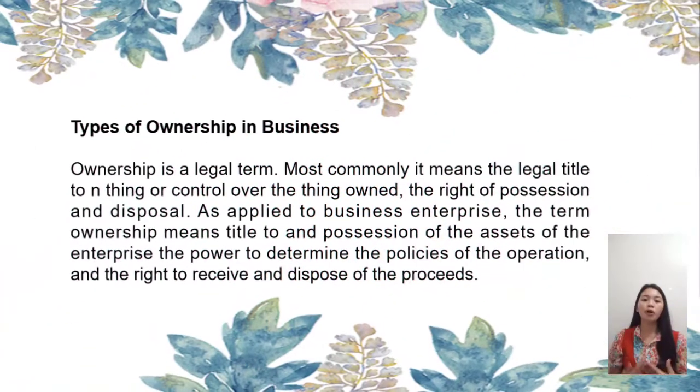So, types of ownership in business. Ownership is a legal term. Most commonly, it means the legal title to things or control over the thing owned, the right of possession and disposal. As applied to business enterprise, the term ownership means title to and possession of the assets of the enterprise, the power to determine the policies of the operation, and the right to receive and dispose of the proceeds.